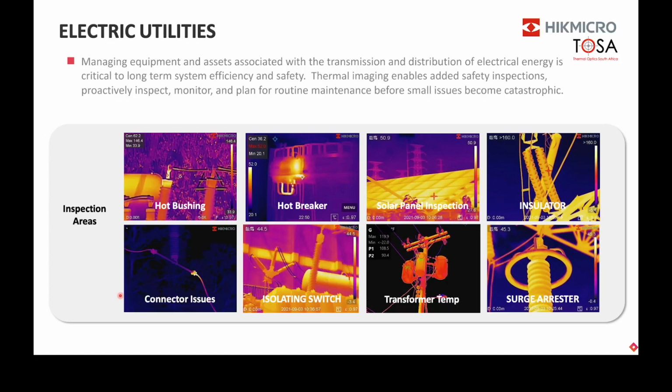Electric utilities, hot pushing, that's simply where on an isolator there's a poor connection and it starts heating up. Hot breakers, you know the story about hot breakers in a distribution panel. There you see the third image from the left. You see the solar panel inspection, insulators at the bottom left, connector issues, isolator switches, transformer temperatures. Obviously, if a transformer starts heating up, you can pick up that there's a problem. Surge arresters, if there's part of the connectors heating up.